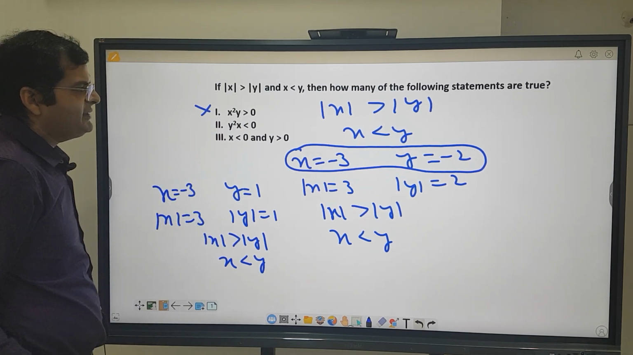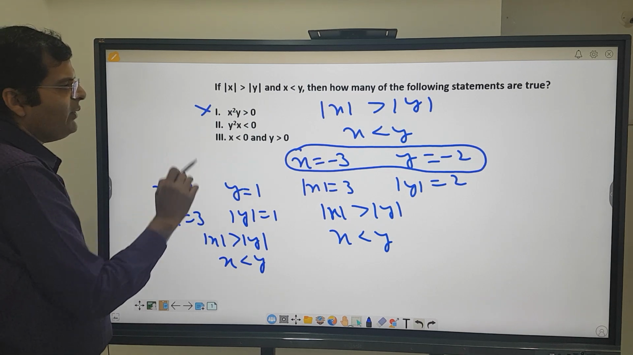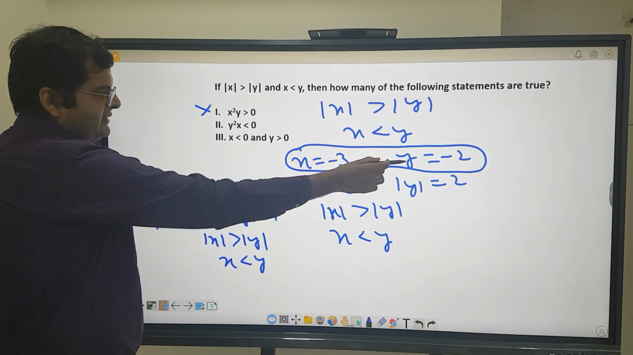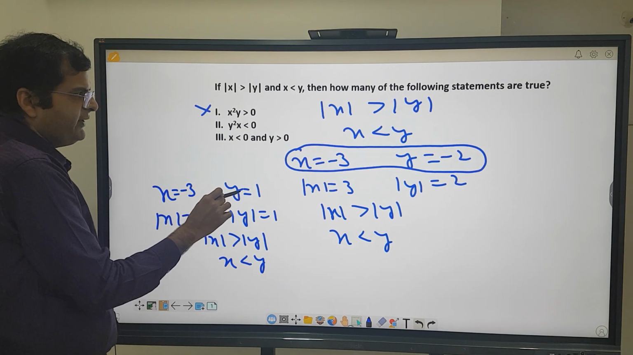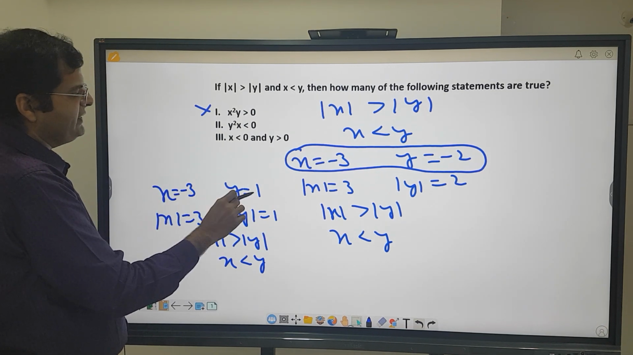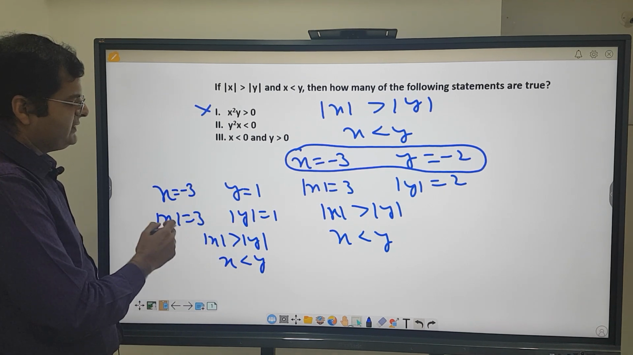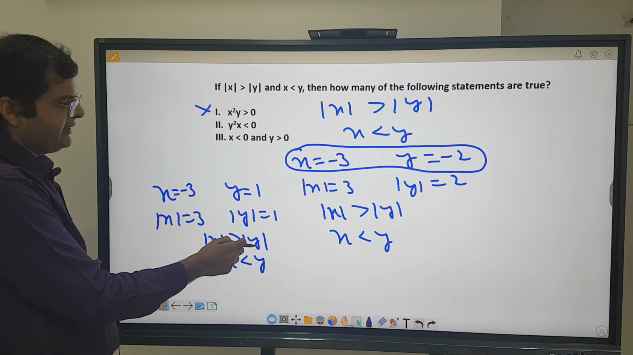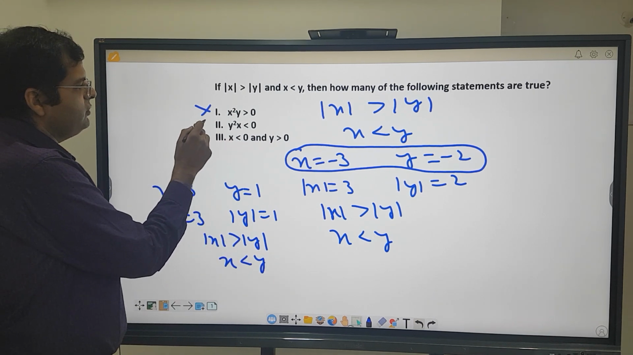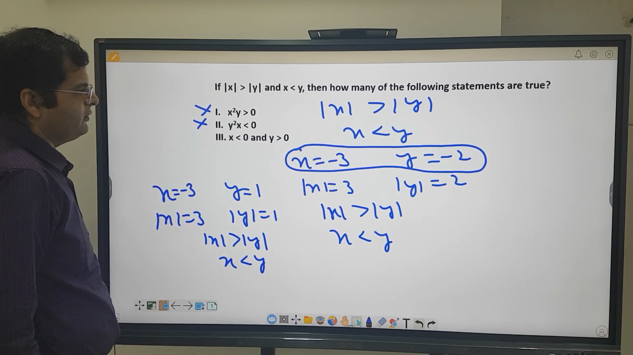Then, y square times x is always negative for sure. y square is positive whether y is negative or positive, but y can also be 0. I could also have a condition where x is -3 and y is 0. That is perfectly fine, because if y is 0, then the absolute value of x will still be greater than the absolute value of y, and x will be less than y. So is this always true? No, this is also not always true. When y becomes 0, this is not true.